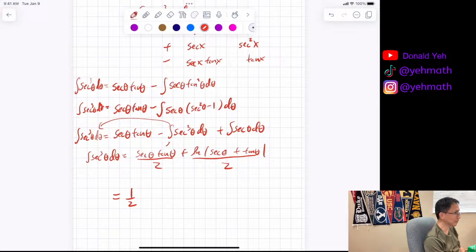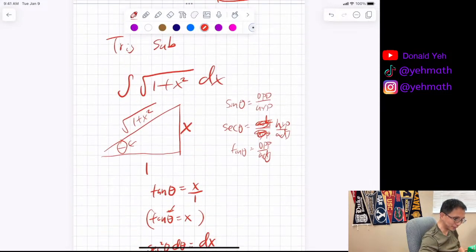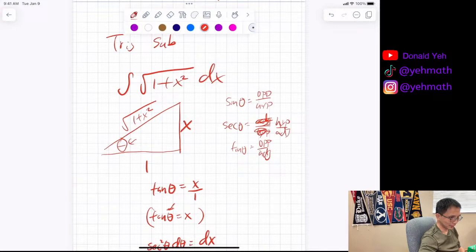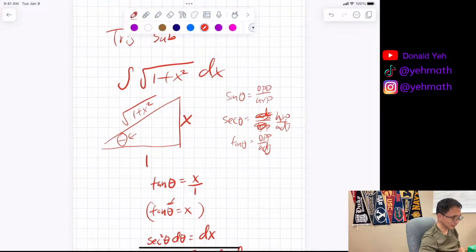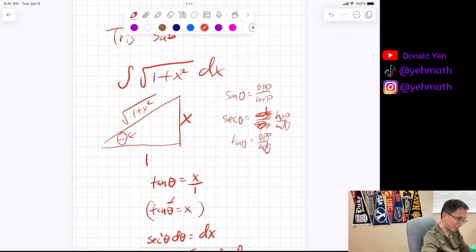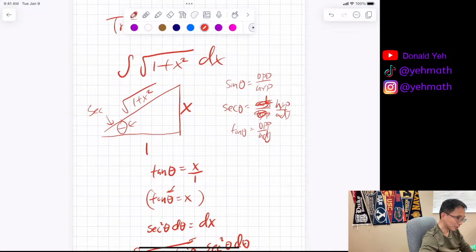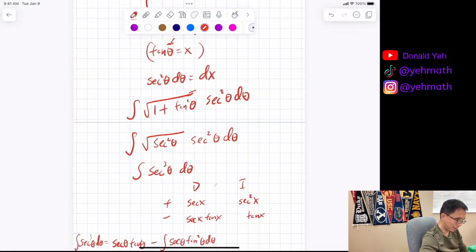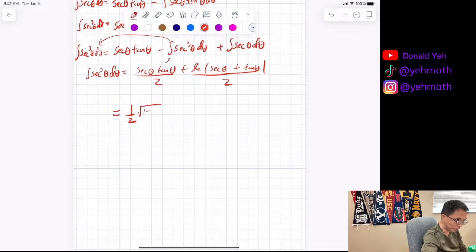What is secant theta? Go back to the triangle. What is the secant of theta? Hypotenuse over adjacent. So you've got secant of this, right? What is secant of this? The hypotenuse. Just flip it over 1. So it'll be what? Square root of 1 plus x squared.